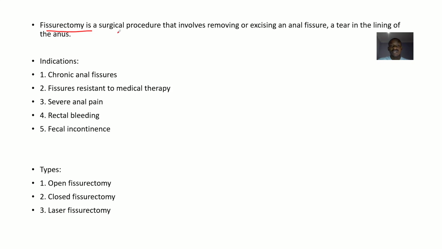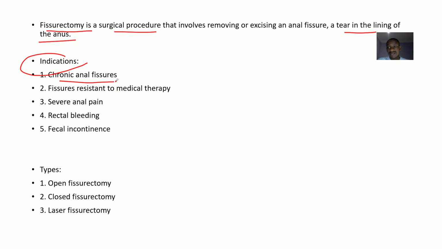We said that fissurectomy is a surgical procedure that involves removing or excising an anal fissure. What is an anal fissure? An anal fissure is a tear in the lining of the anus. What are the indications, when should you do a fissurectomy surgical procedure?